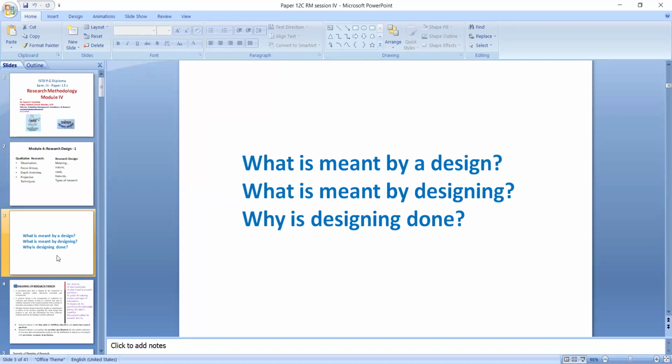Can you tell me what you mean by design, designing, and why designing is done? What kind of designing you have done till now? When you go to a tailor or when you go for ready-made purchase of clothes, you think of a particular design, right? Design is the desired output of a product or a service that we want, and designing is the process by which we achieve it.